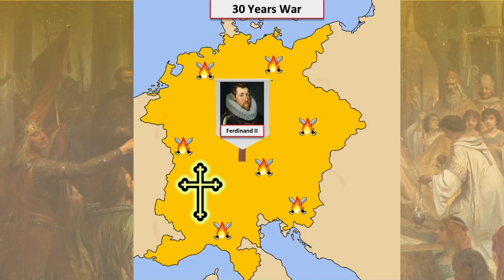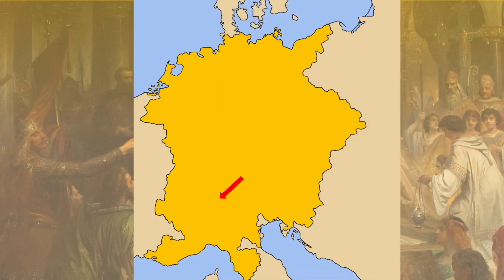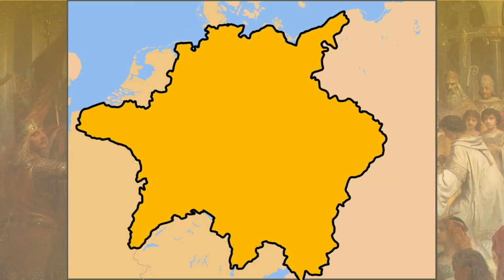So much so that foreign powers intervened, and it turned into a full-scale European war. The 30 Years' War lasted for 30 years, and destabilized Europe. It ended in the Peace of Westphalia, which, in summary, made the HRE lose the southwestern territories. Now, the Holy Roman Empire only had its German-speaking territory.